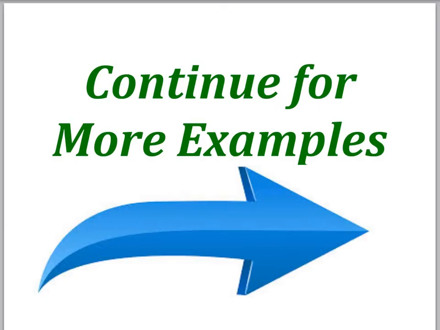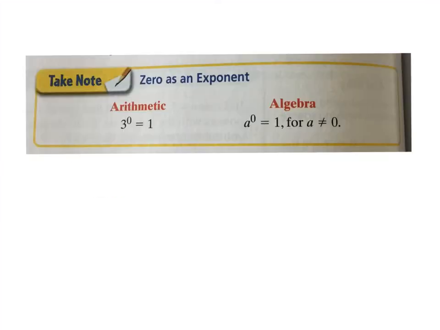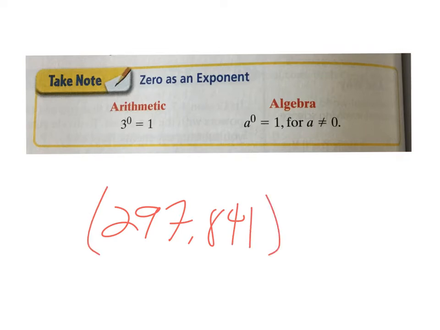Go ahead and continue for another example from me. As a reminder, I think we might have covered this before, 0 as an exponent. Anything to the 0 power is 1, except for 0 to the 0 power. As long as we understand that the a can't be 0 there, even if I have 297,841 to the 0 power, that's really the number 1.